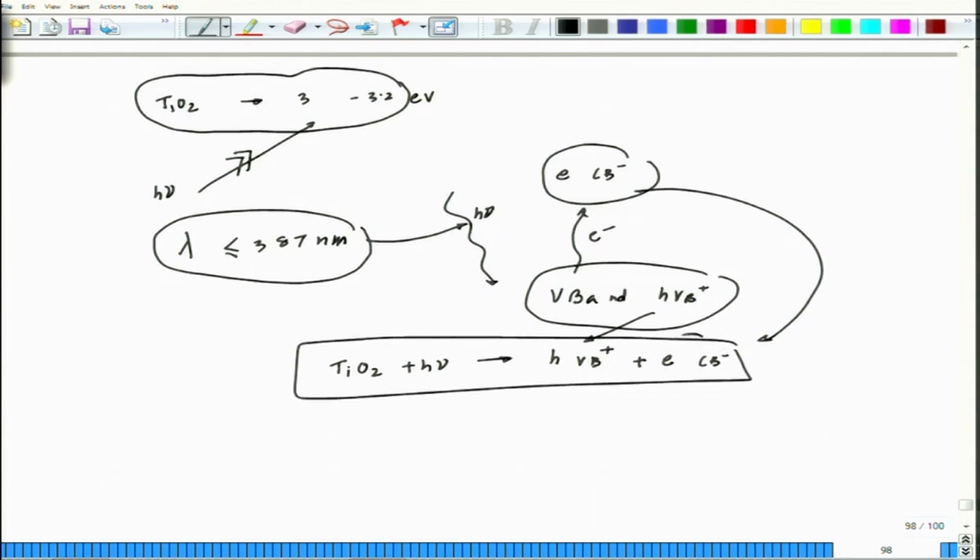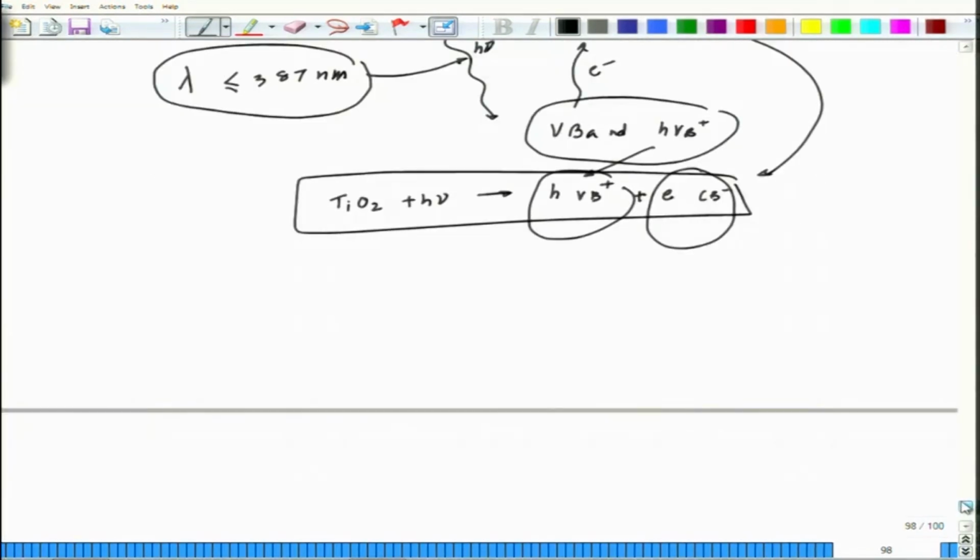Okay. So, this is in the conduction band and this is in the valence band. The charge carriers can be trapped. Now, this part is extremely important to understand. The charge carriers can be trapped as Ti3+ and O- defect sites in the TiO2 lattice. So, titanium has these defect sites.